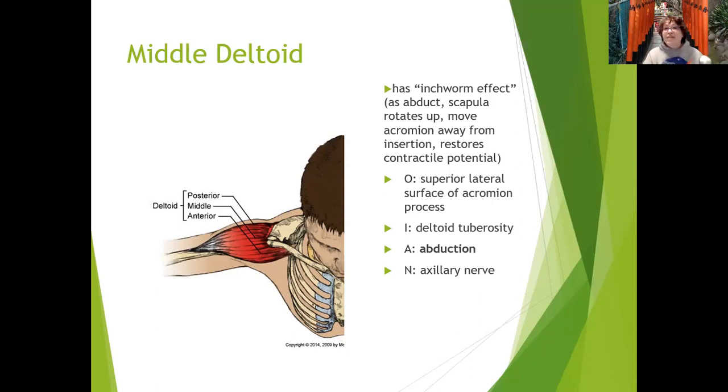So the inchworm effect is closely related to scapulohumeral rhythm, because for every 2 degrees of glenohumeral elevation, you get 1 degree of scapular upward rotation. So you get that nice motion. So the inchworm effect is important for restoring contractility to the middle deltoid.